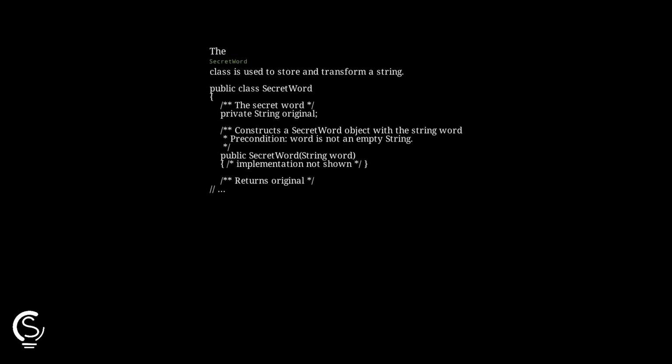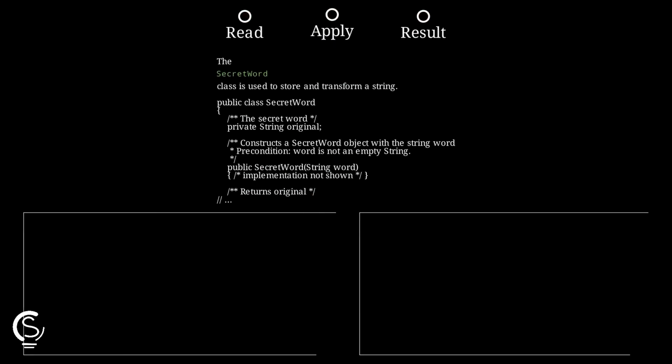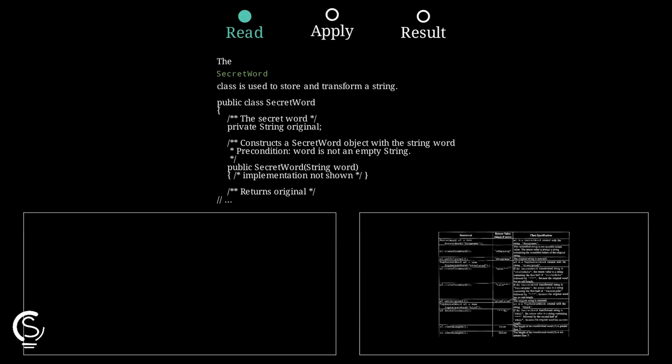Top secret word should extend secret word. Its constructor must call the superclass constructor with super(word) so that the original word is stored correctly. In the overwritten transformWord method, first, call super.transformWord() to get the scrambled version of the word. Let len be the length of that scrambled string and mid be len divided by 2.